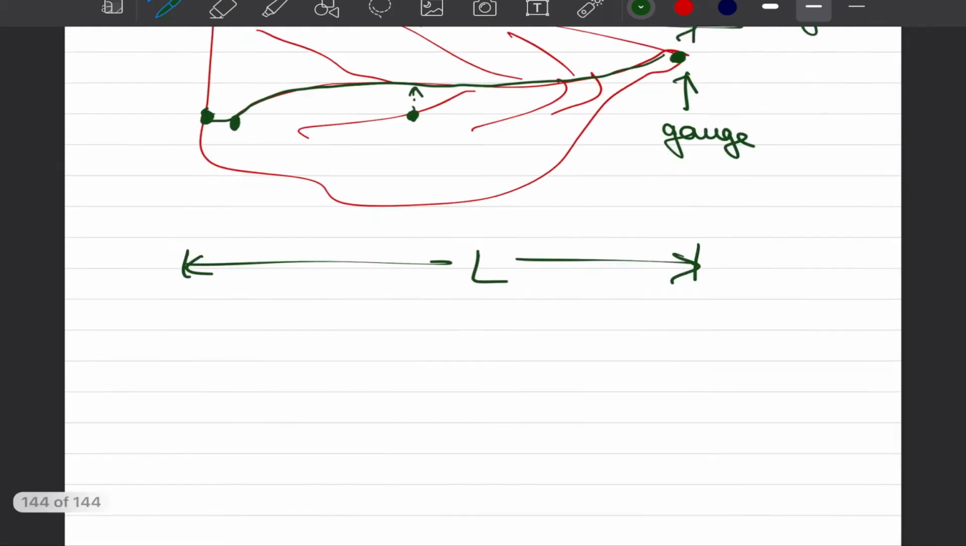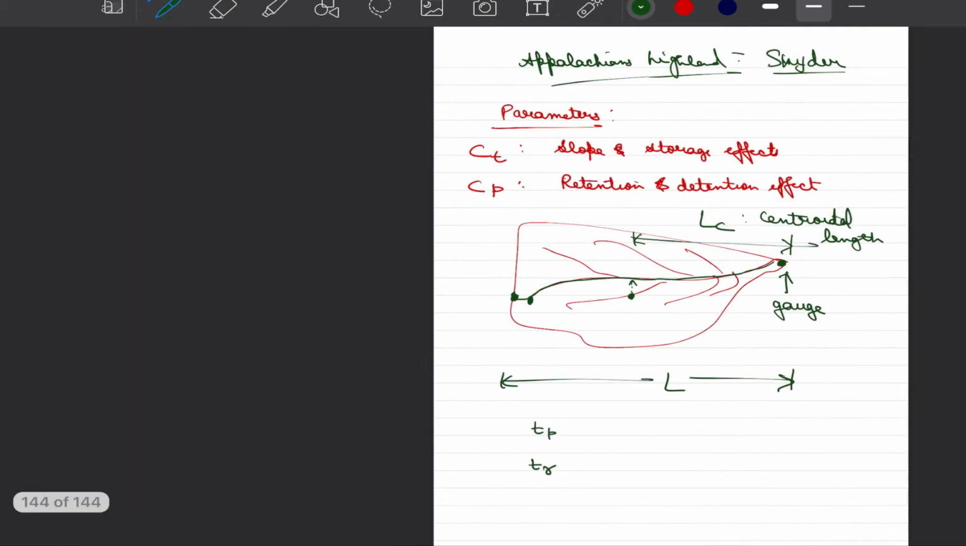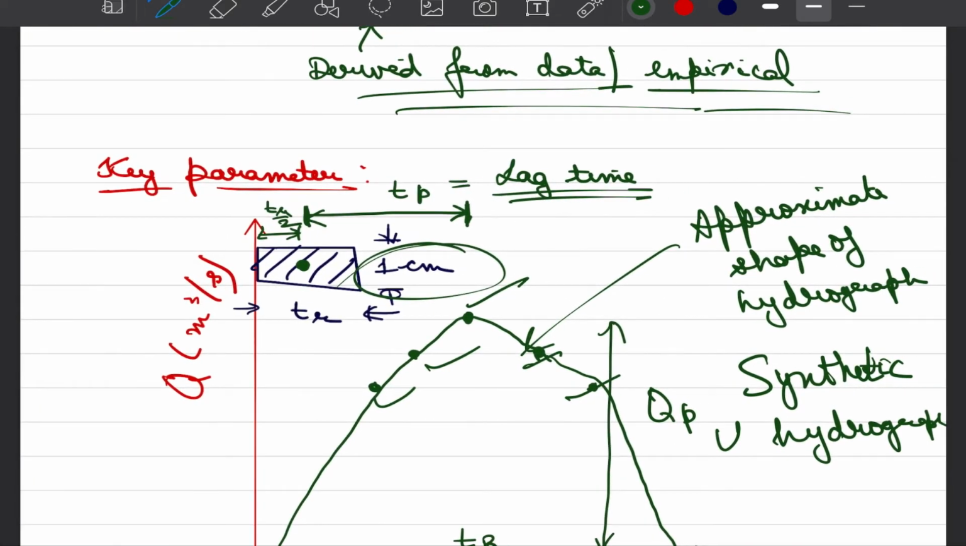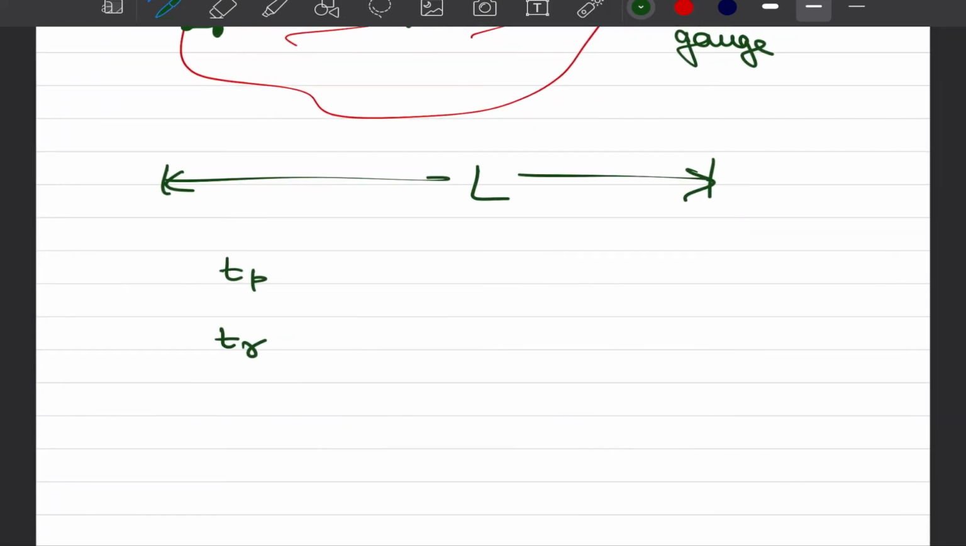So Snyder said that for a standard duration of precipitation event, we need to know TP, and we need to know TR, because as I said, we are developing this unit hydrograph for a particular duration, which in this case is TR. And if we know TR, we can derive the synthetic hydrograph for any other duration using some of the standard relationships that were proposed in Snyder's synthetic unit hydrograph theory.